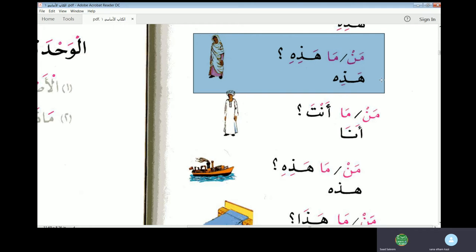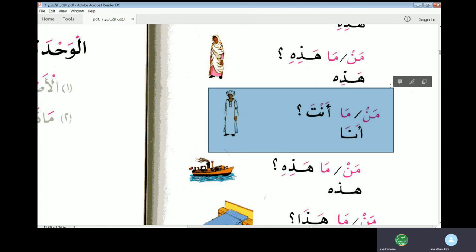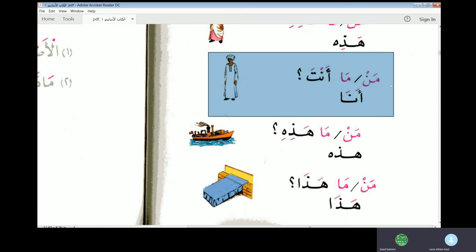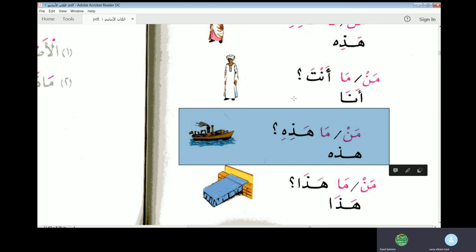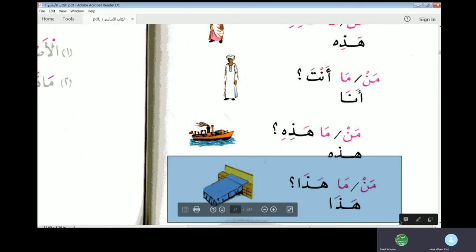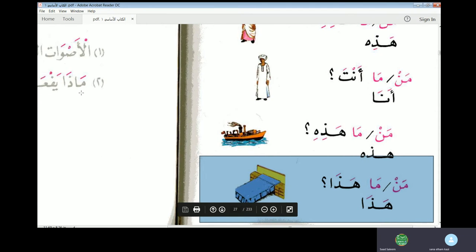Man hadhihi, who is this? Hadhihi nisaun. Nisa is plural, not singular. You can use some name also if you want. Hadhihi Fatimatu. This is Fatima. Man anta, who are you? Ana Rajul. Or ana Khalid. Ma hadhihi, what is this? Hadhihi safina. Ma hadha, what is this? Hadha sarirun, this is a bed.